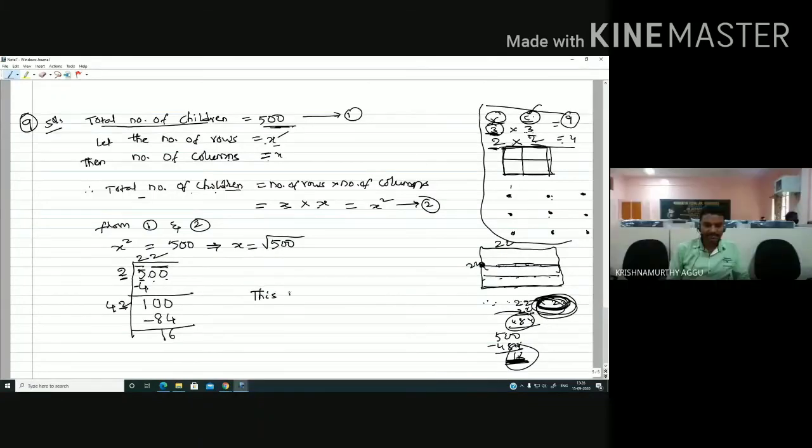So this means that 16 children would be left out in this arrangement.